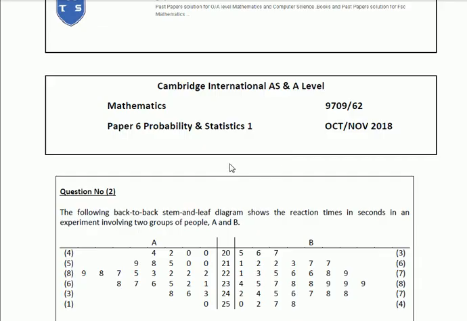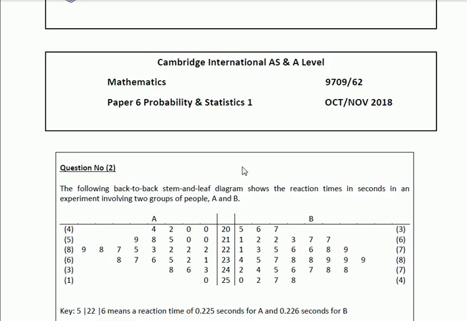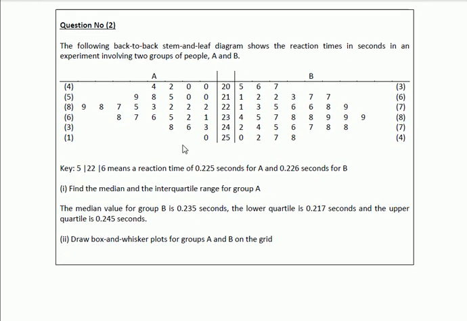Today in paper 6 probability and statistics, question number 2, the statement is the following. The back-to-back stem and leaf diagram shows the reaction times in seconds in an experiment involving two groups of people, A and B. On the left-hand side there is the A group, and on the right side there is the B group. The key is 5 | 22 | 6 means that the reaction time is 0.225.